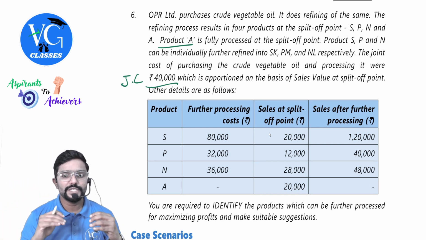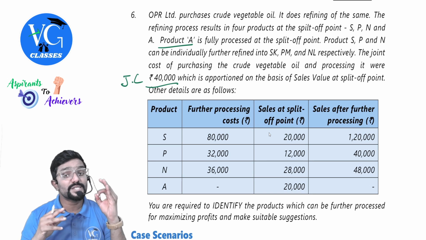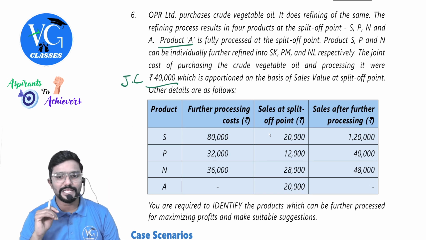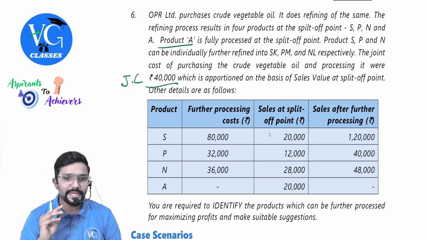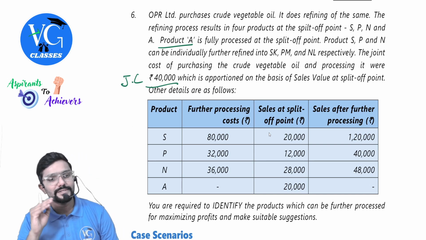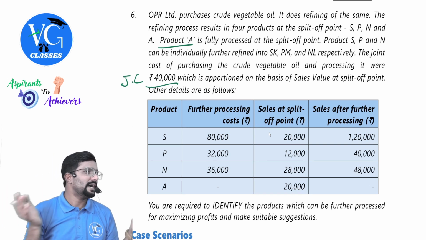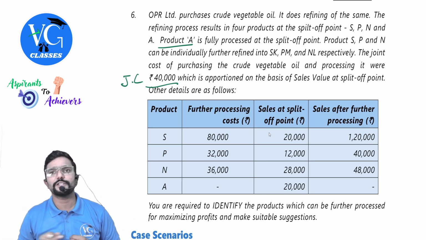Yes, which is apportioned on the basis of sale value at split off point. Other details are as follows. Means, guys, A can be sold only at split off point, whereas SPN we have a choice: either sell at split off point or after further processing.